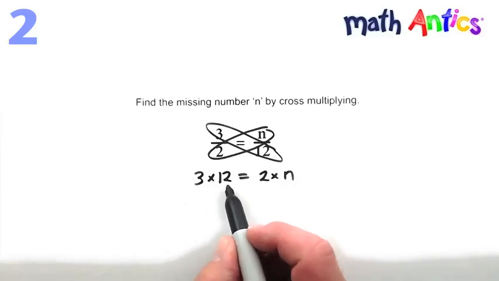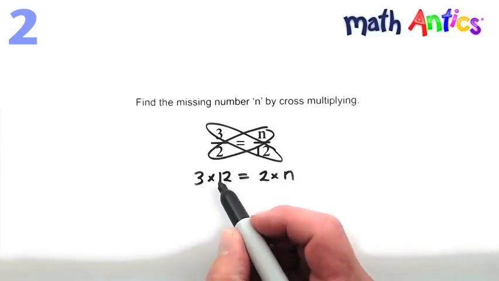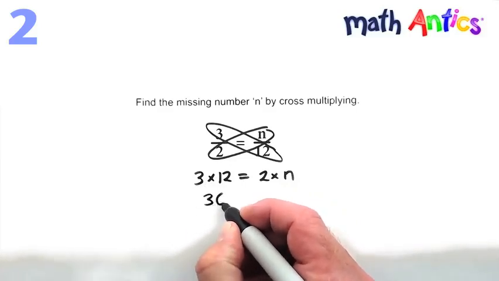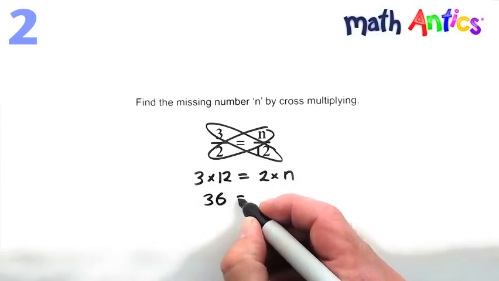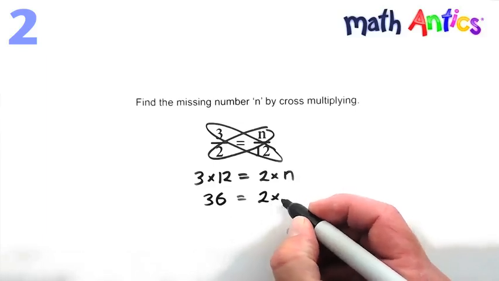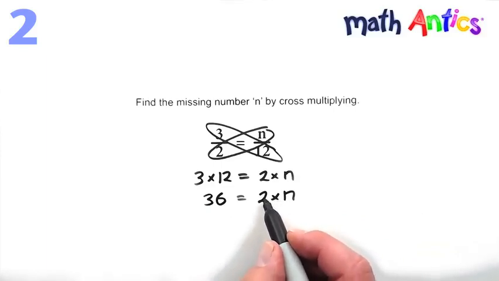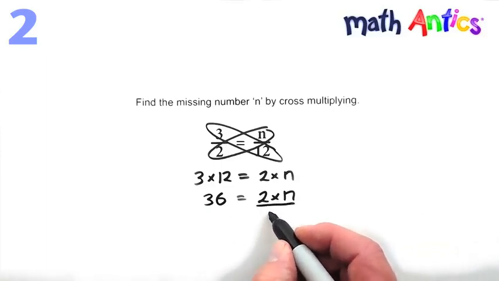We'll simplify this side first because it's a number times a number. 3 times 12 is 36. So this side simplifies to 36. And on this side, we have 2 times n. We can't do that, but we don't need to. We just need n by itself. It's being multiplied by 2, so we'll just divide it by 2.